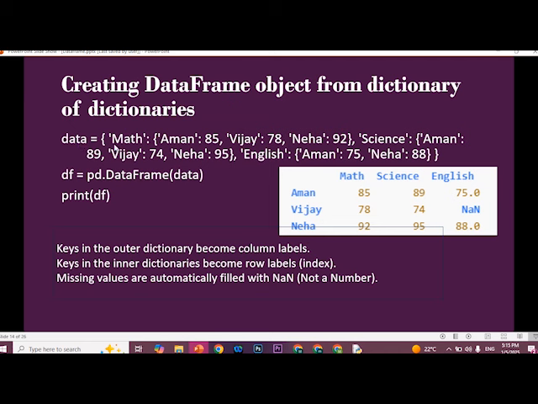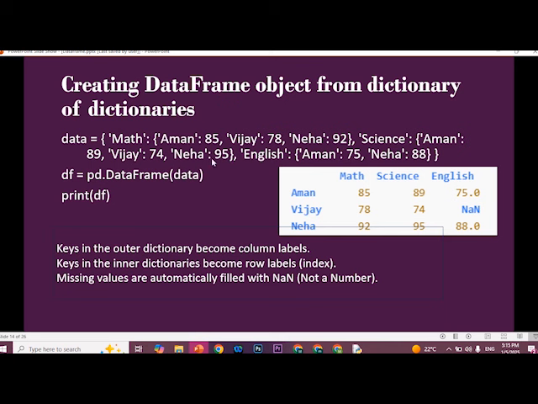Here in this example, data equal to a dictionary, right? So curly bracket, math is the key. Now the value, see, that is another dictionary. Aman 85, Vijay 78, Neha 92. Comma, next key value pair. Key is science. Value is another dictionary. Aman 89, Vijay 74, Neha 95. Next, key is English and value is another dictionary. Aman 75, Neha 88.